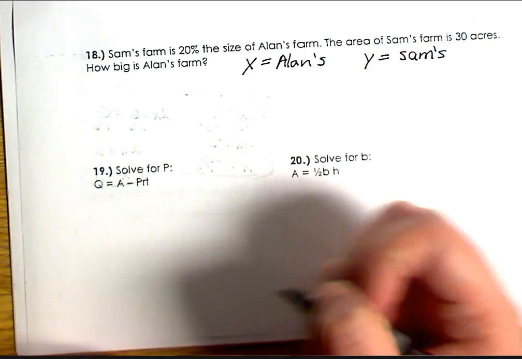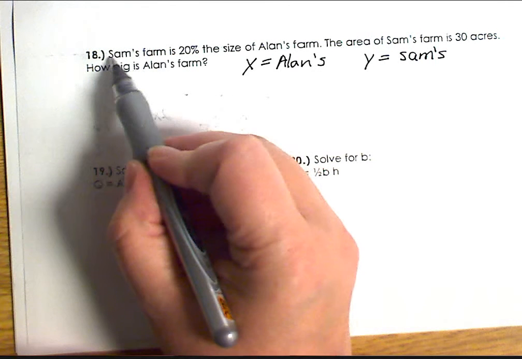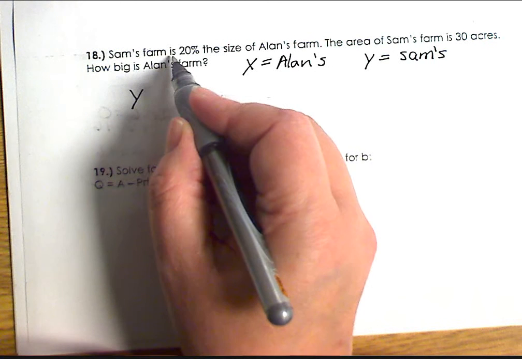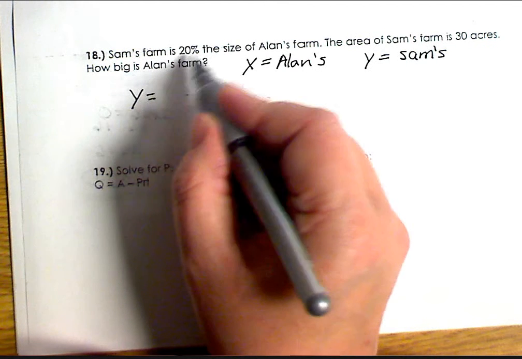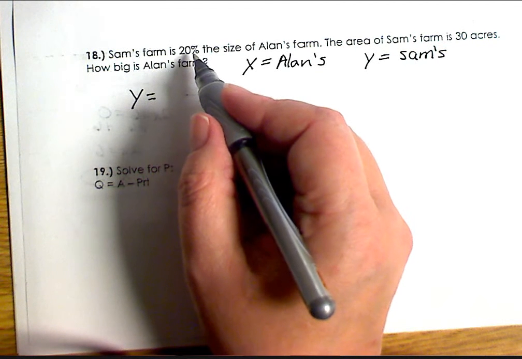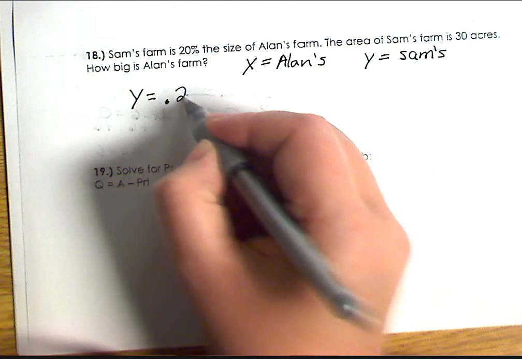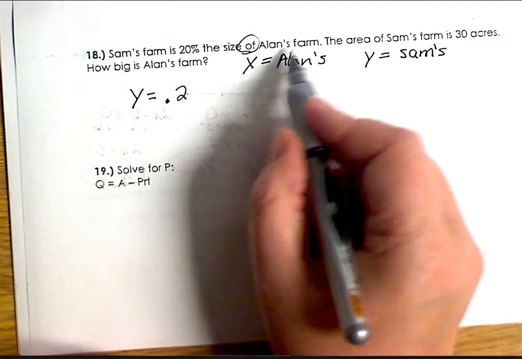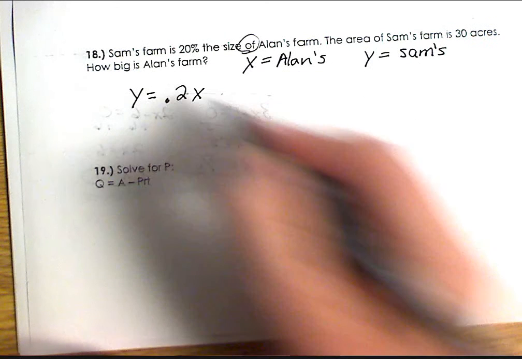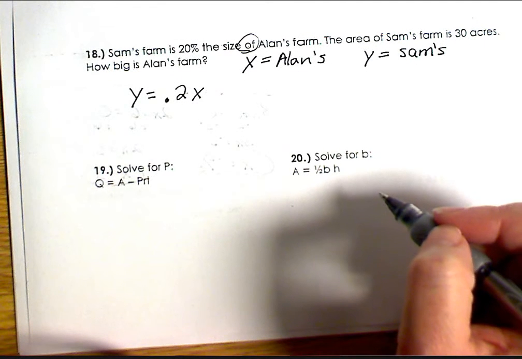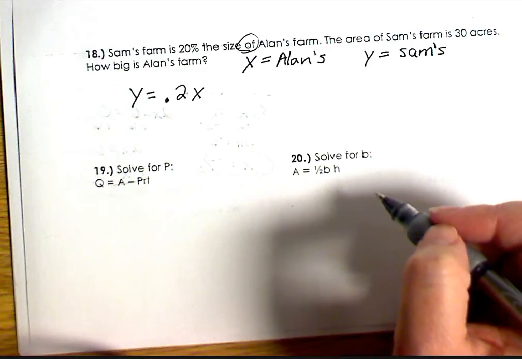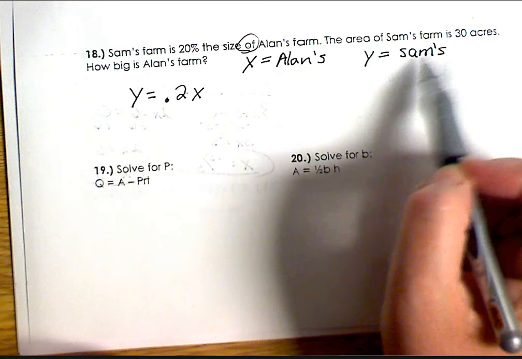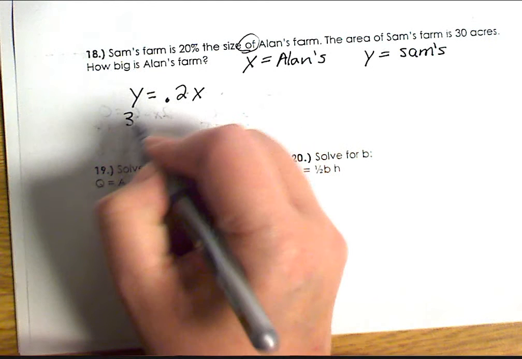All right, read it again. It says Sam's farm, so what is that? y equals 20%. How do you do 20%? 0.2. Of, does anybody remember what of means? Times Alan's farm. So we're multiplying it by x. The area of Sam's farm is 30 acres. So that means y is 30.